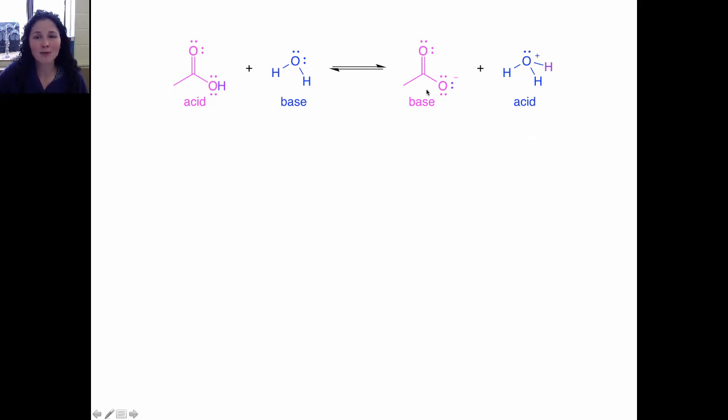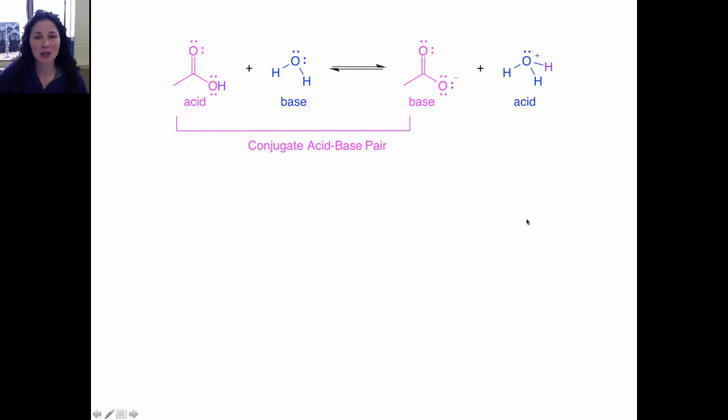And you can tell why if you look at the reaction in the reverse direction. This carboxylate, going in the backwards direction, turns into a carboxylic acid, and it gains a hydrogen. Therefore, going in the backwards direction, this is a base. On the other hand, this hydronium ion turns into water, or it loses a proton, and it is an acid.